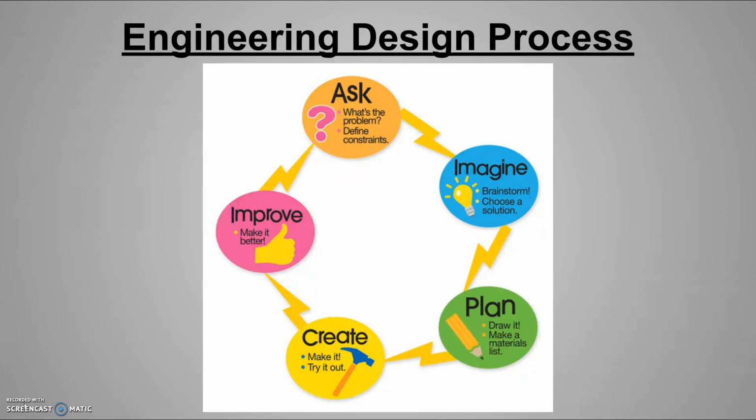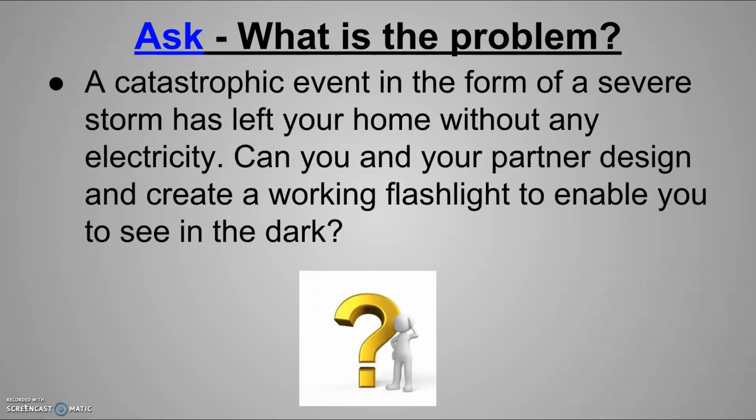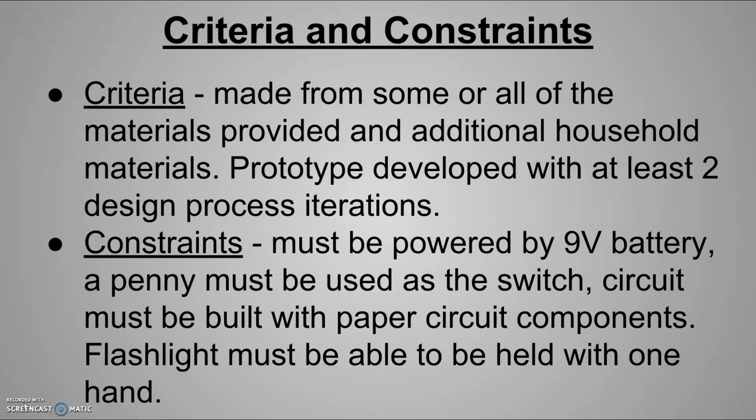We would be following our engineering design process to make our prototype. The first step is to ask, what is the problem? I would present this to my students as a real-world situation, such as a catastrophic event, a severe storm or something like that, that has left your home without any electricity. So I would ask, can you and your partner design and create a working flashlight to enable you to see in the dark? I would also have a few criteria and constraints on the activity.